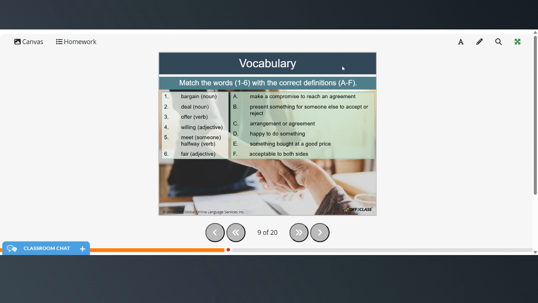All right, now there's some vocabulary, so go ahead and pause the video, try to match the vocabulary words with their meanings, and then restart when you're ready to check your answers. All right, so to make a compromise to reach an agreement would be to meet halfway. To present something for someone else to accept or reject is to offer. Arrangement or agreement is a deal. Happy to do something is willing. Something bought at a good price is a bargain. And acceptable to both sides is fair.